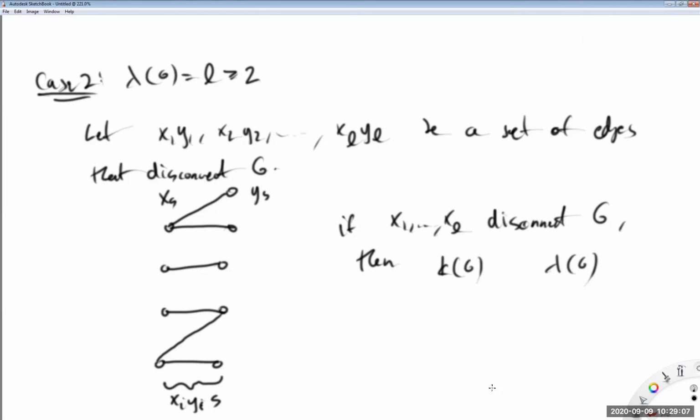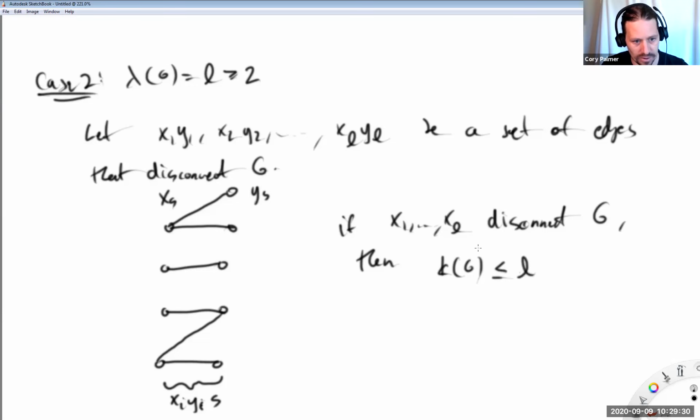It must be less than or equal to that value, because we found a removal that works. There might be a smaller removal, but in terms of a bound, it's fine. We know that L is the minimum number of edges to disconnect the graph, and I just found L vertices that also disconnect the graph. So kappa of G is therefore less than or equal to L, because I literally found the L vertices that disconnected, and L is lambda of G.